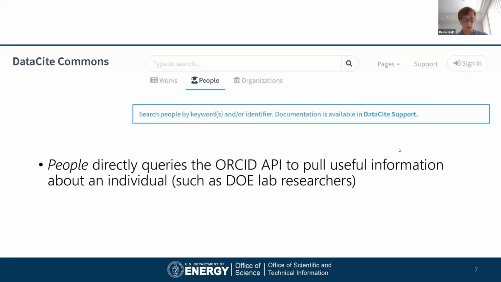Then you have People. People directly queries the ORCID API to pull useful information about an individual, such as DOE lab researchers. Individual researchers have ORCID IDs, and you can enter either a person's first and last name and choose that individual from a list, or you can put that ORCID ID in the search and you can find that exact person. And then you can look at that person's ORCID information within DataCite Commons. Next slide, please.